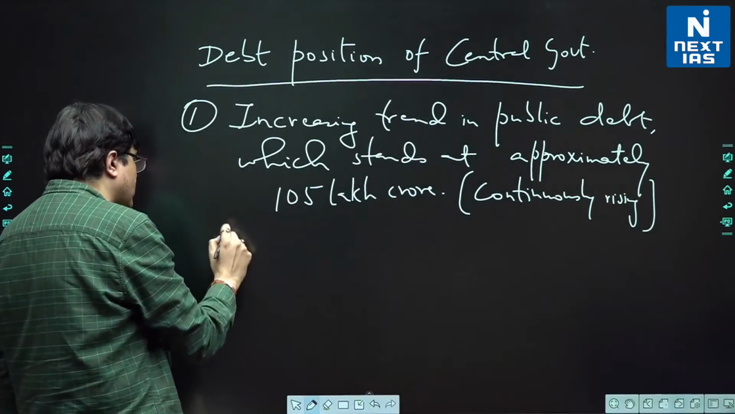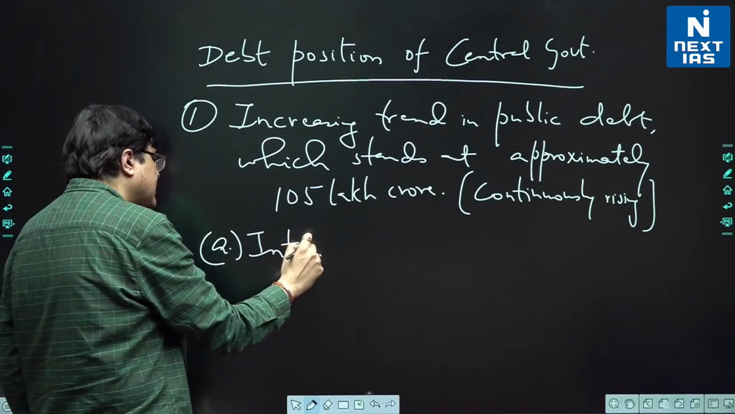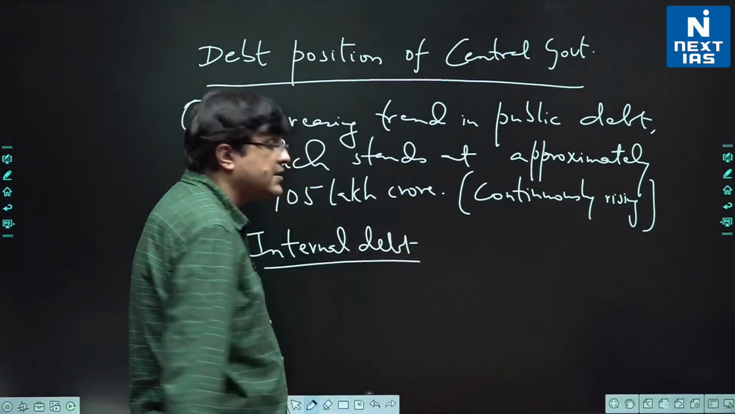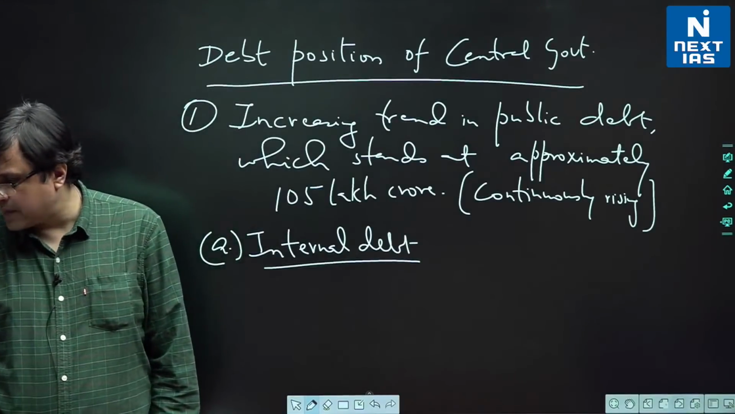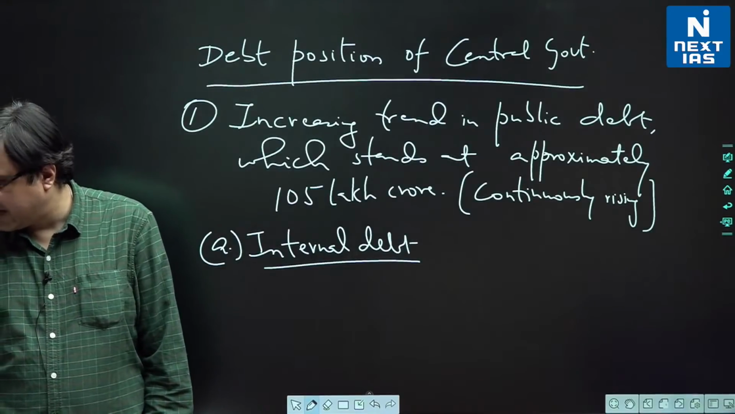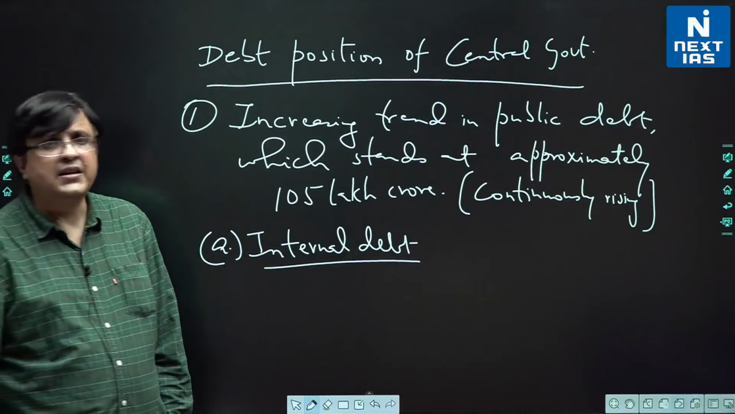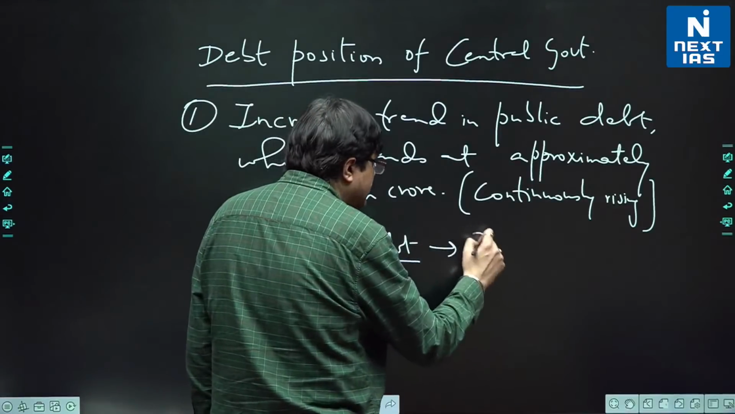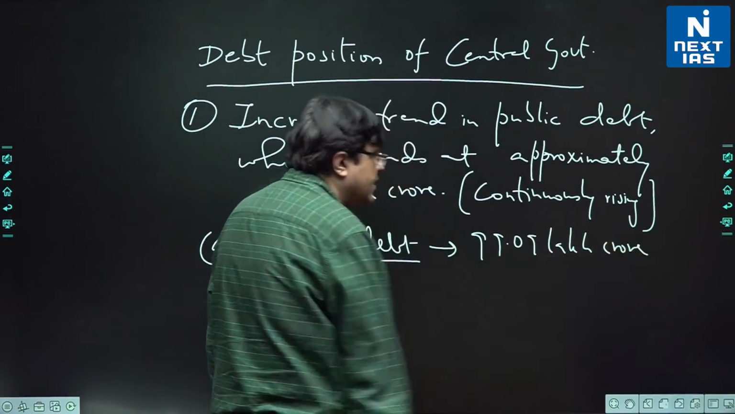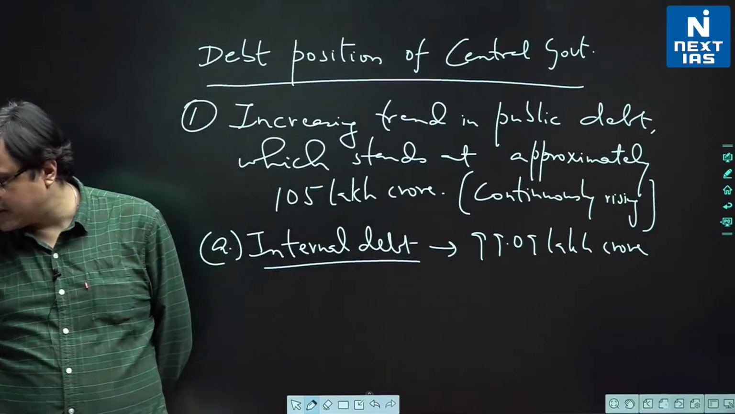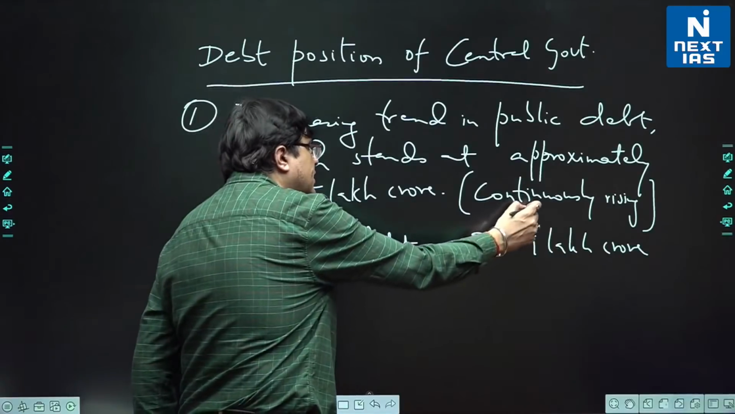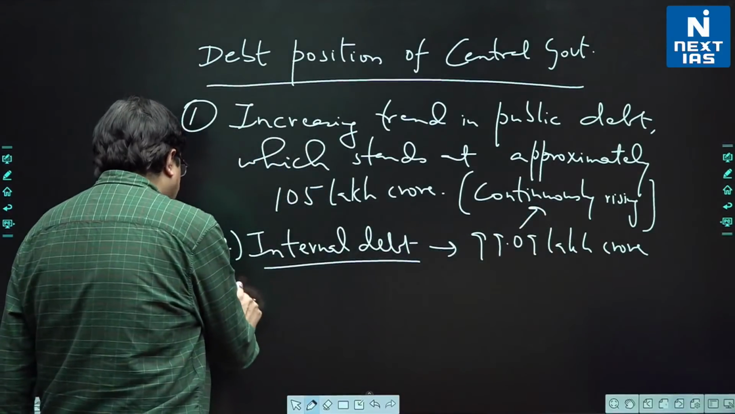इस पब्लिक डेट के 2 components होते हैं. Internal debt, this public debt has 2 components. Internal debt मतलब कितना लोन आपने अपने देश में लिया. What loan have you taken in your own country? Now that internal debt is around 99 lakh crore, and we see again that it has shown a heavily increasing trend. So continuously rising applies on it.